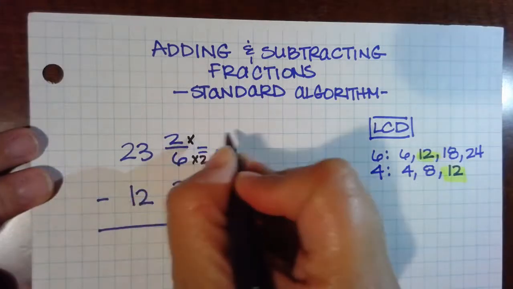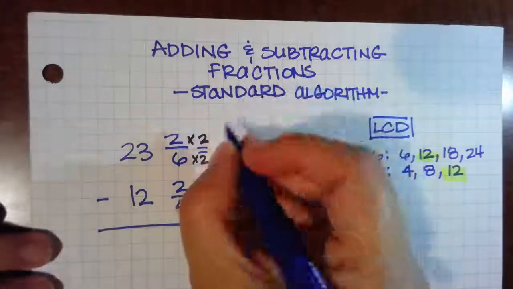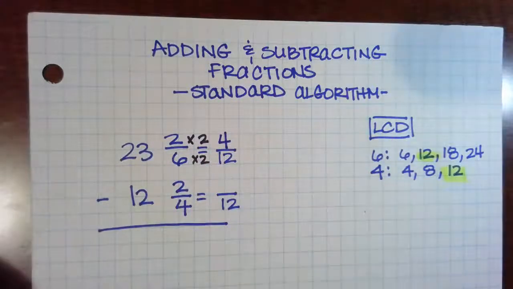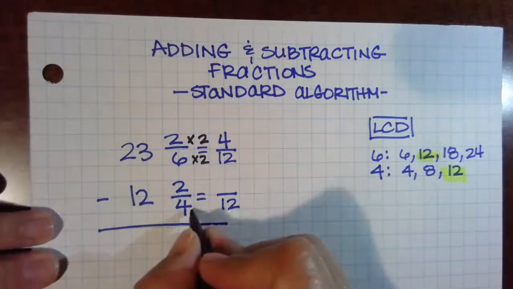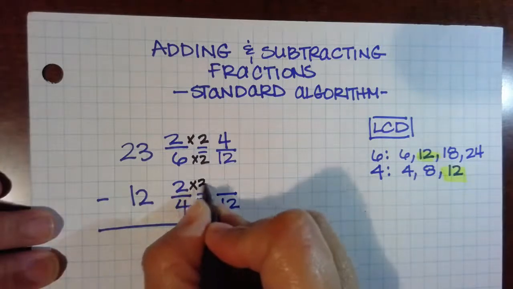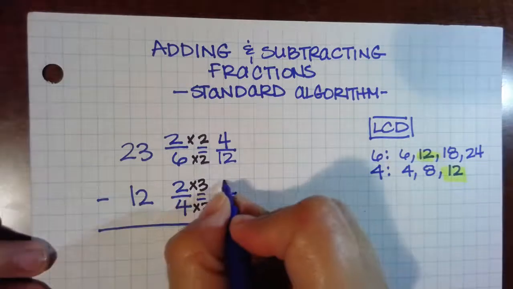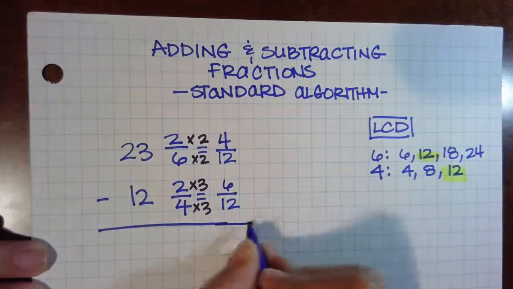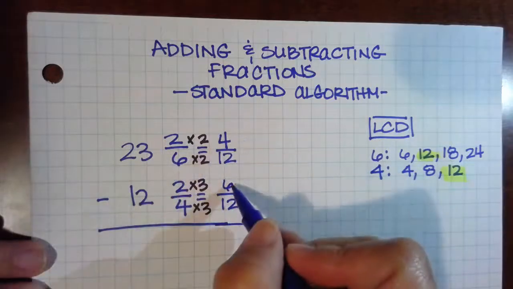So 2 times 2, that's going to give me 4. Go to your next fraction, and you have 4 times 3 is 12. Use the same rule for the numerator: 2 times 3, that's going to give me 6. Now I need to subtract because we're subtracting. So 4 take away 6.